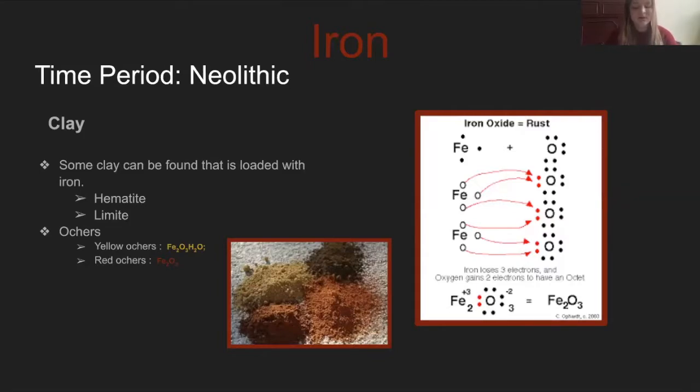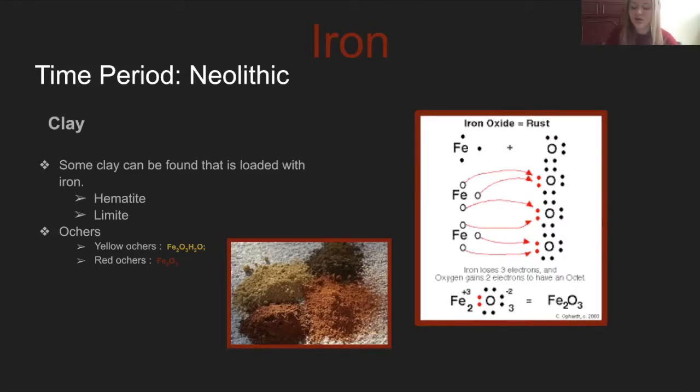Some clays can be found that are loaded with iron. These iron-filled clays can have names like hematite and limonite. These clays can be ground into a powder. These are called ochres. Yellow ochre, which is derived from limonite, has a chemical composition of Fe2O3 with a molecule of water. Red ochre, hematite, is basically ferric oxide, which is just 2 irons and 3 oxygens.